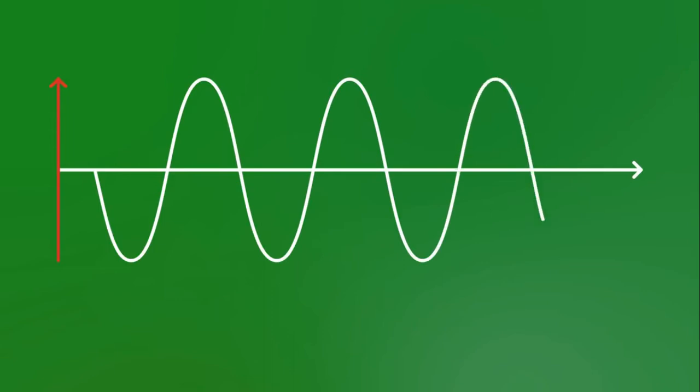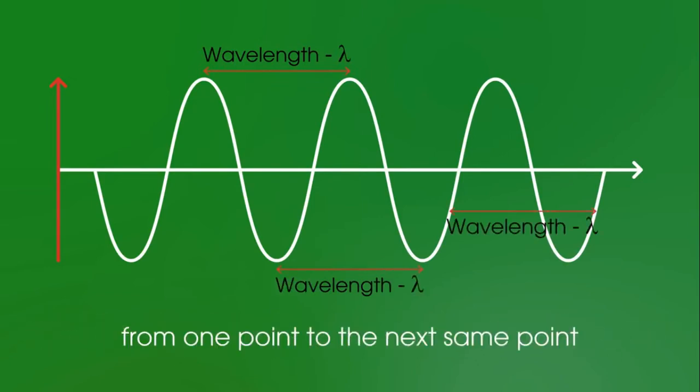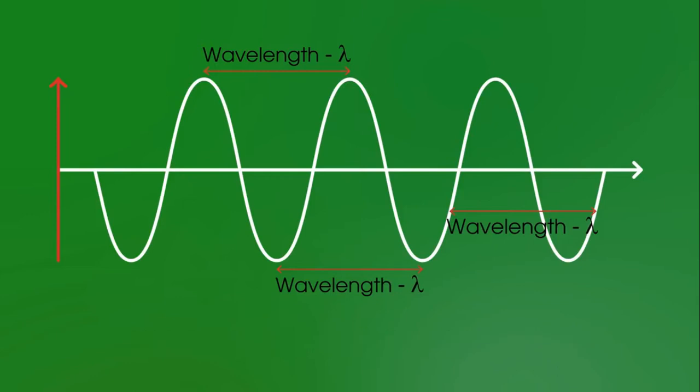Finally, we need to know some key features of waves. First off, wavelength. A wavelength is the length of a full cycle of a wave, from one point to the next same point. It's easiest to think of as a distance from crest to crest or from trough to trough. And we measure it in meters, and it's given the symbol lambda, a nice Greek symbol. The amplitude is like the size of a wave, but we need to remember that it's measured from the equilibrium position, or the central line, to the crest, not from the crest to the trough.